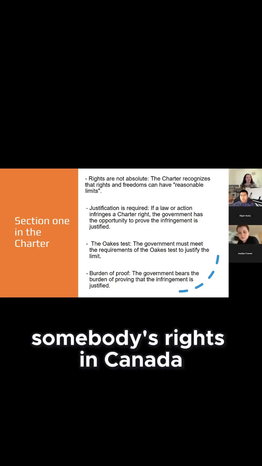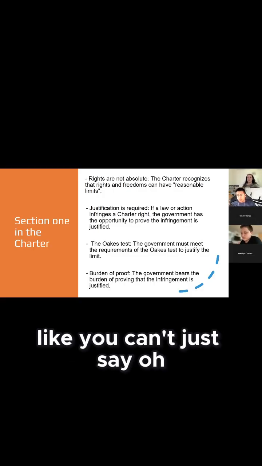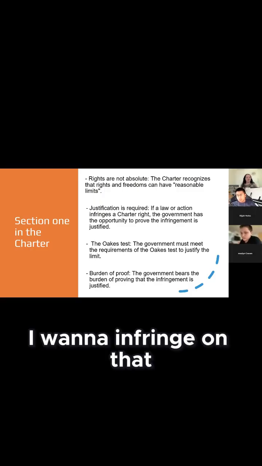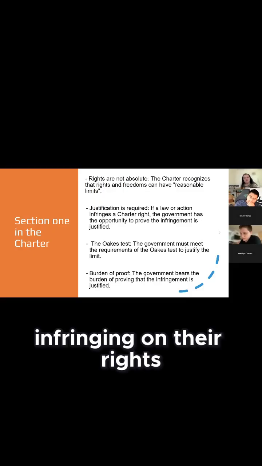So to infringe on somebody's rights in Canada, you have to prove how it is a just reason. Like you can't just say, oh, I want to infringe on that person's rights. You have to give a good reason for infringing on their rights.